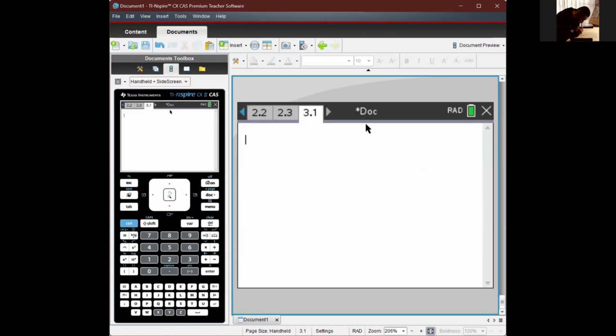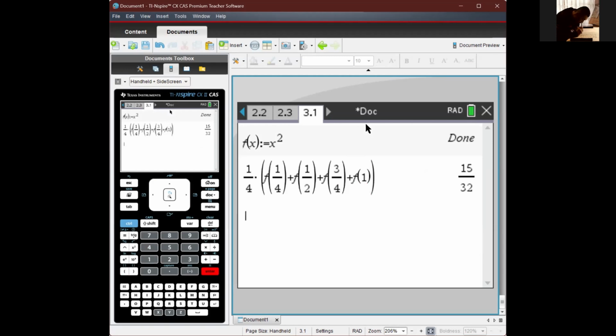So let's say f of x is x squared, a quarter times f of a quarter plus f of a half plus f of 3/4 plus f of 1. So pretty much that's 15/32.